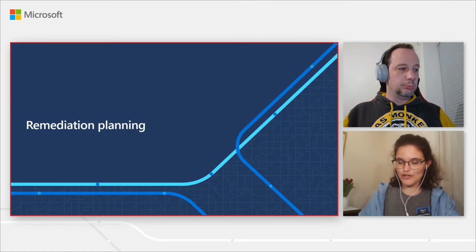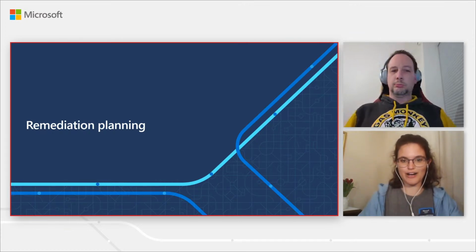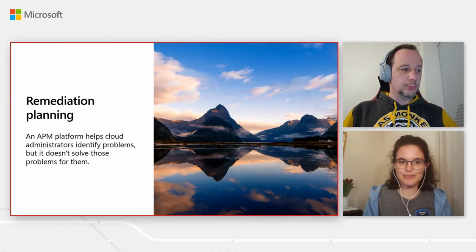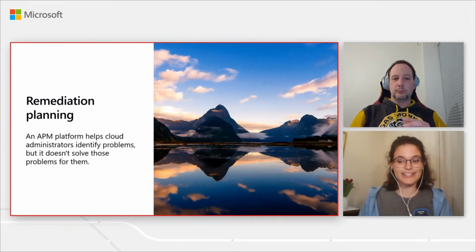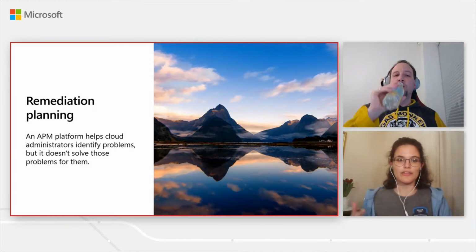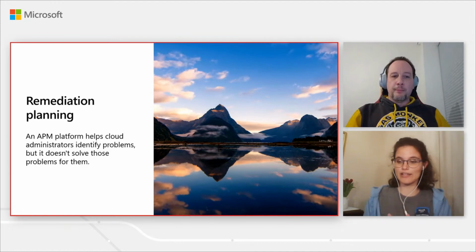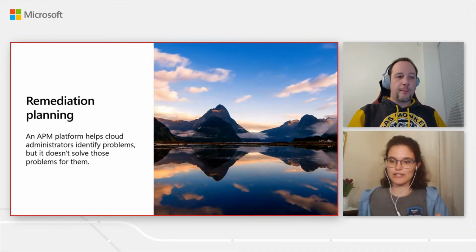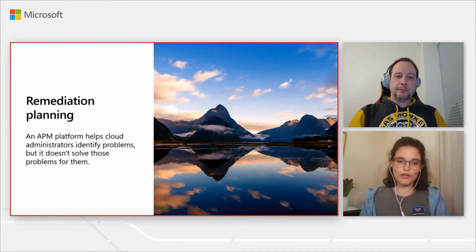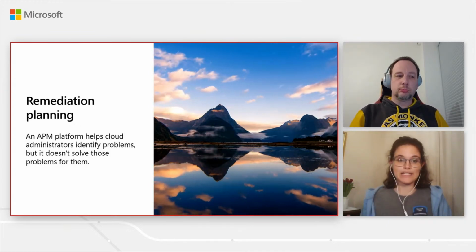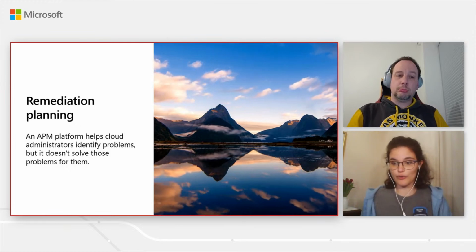Now, the last section of our session, we're going to talk about remediation planning. An APM platform helps cloud administrators identify problems, but it doesn't solve those problems for them. So if, for example, there is a remote call to a database that takes 10 minutes longer than it should, what happens next? Do you guide your software developer colleagues towards a solution, or do you open a complaint ticket and expect them to work things out on their own?